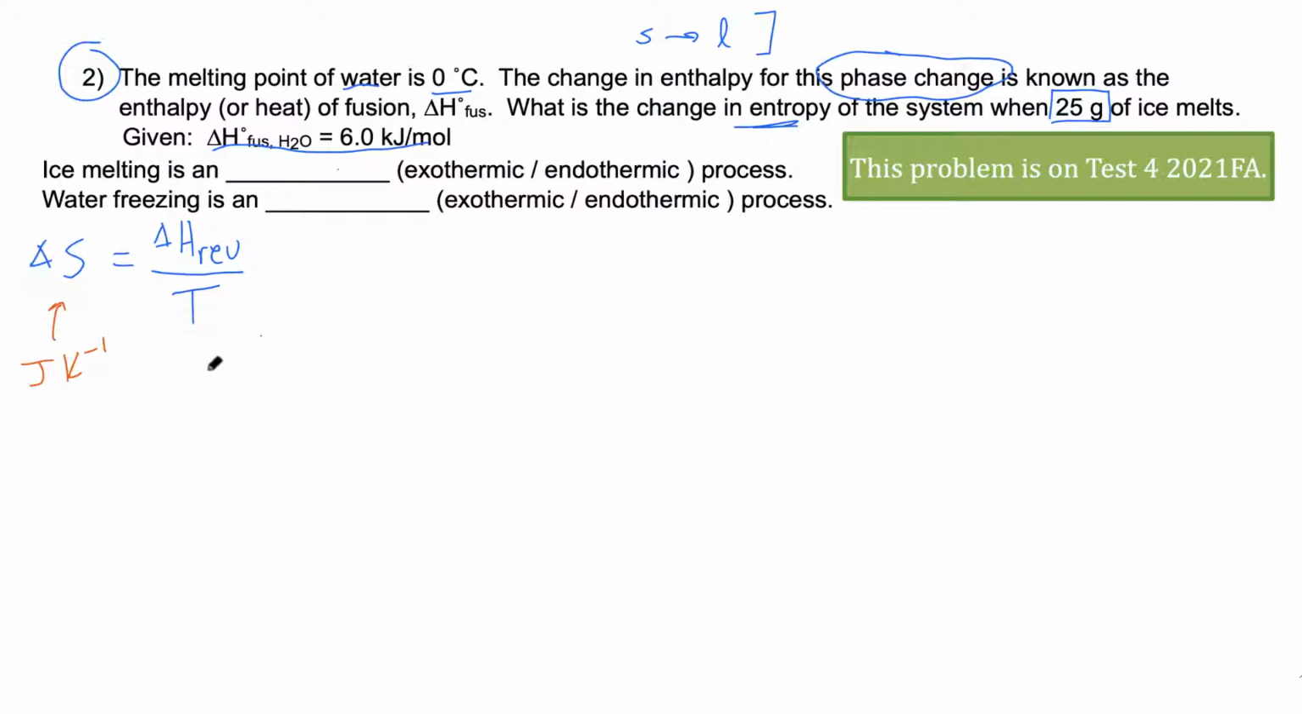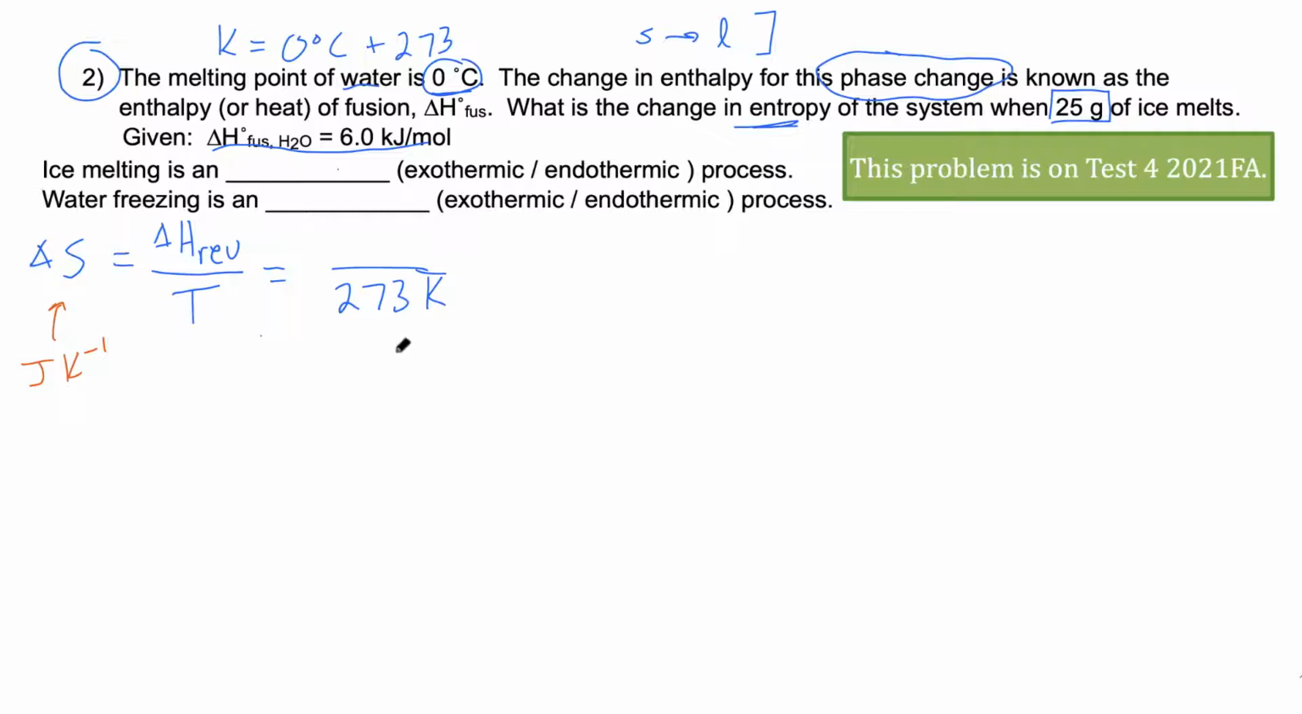Now, the temperature portion is the easiest one to do, so let's just do that. 0 degrees Celsius, well, if I want to convert that to Kelvin, it is the Celsius value plus 273. And so the temperature value is 273 Kelvin here. Just like we've seen in many examples in chemistry, we always want to use Kelvin whenever we see temperature in a formula here.